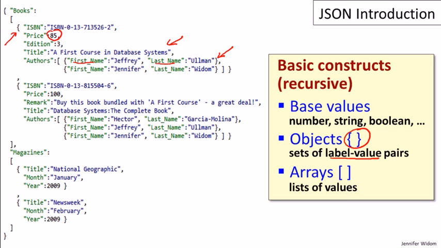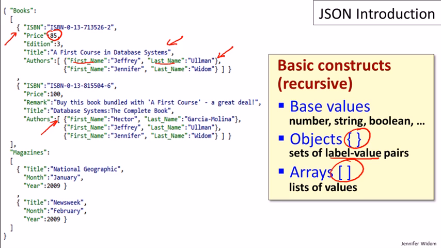The second type of composite value in JSON is arrays, and arrays are enclosed in square brackets with commas between the array elements. Actually, we had commas in the objects as well. And arrays are lists of values. For example, we can see here that authors is a list of author objects.